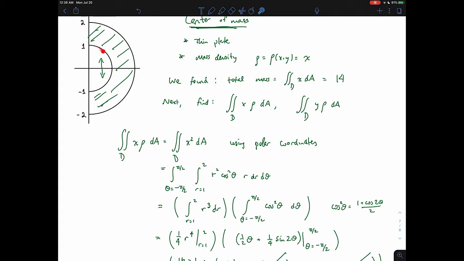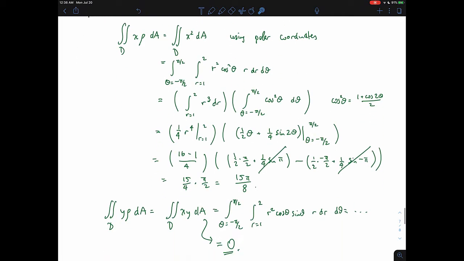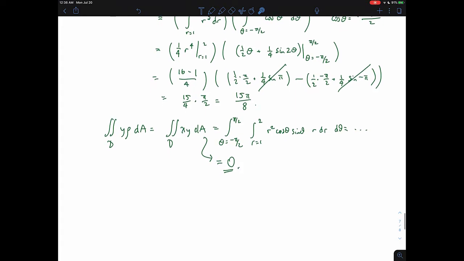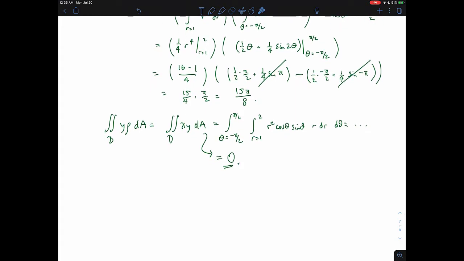In other words, that means that the top half and the bottom half would cancel out. Whatever we get from integrating y on the top half would cancel out with integrating y on the bottom half. All these positive y's and the minus y's cancel out. And that's why we get 0 in this integral. Okay, so for this integral with y times the mass density, because of symmetry, we see that we get 0 in the integral without having to do as much work.